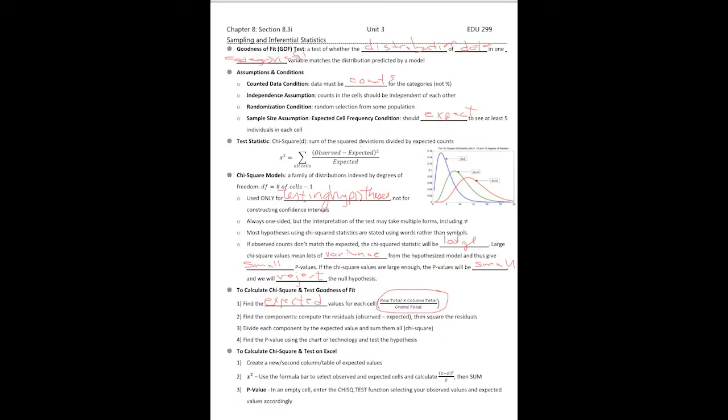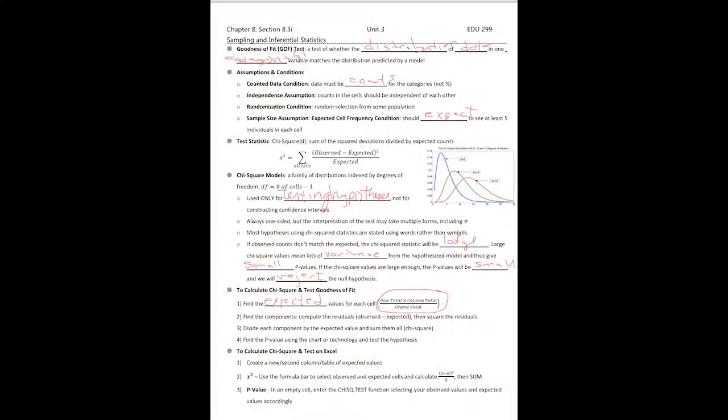Step number 2, find the components, compute the residuals. Remember, residuals is observed minus expected. Then you're going to square those residuals so that we're dealing with positive values. Step 3, divide each by the expected value and then sum them all to get your chi-square statistic. And step 4, find your p-value or your critical value.